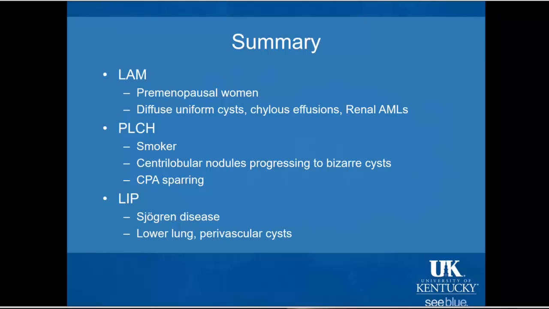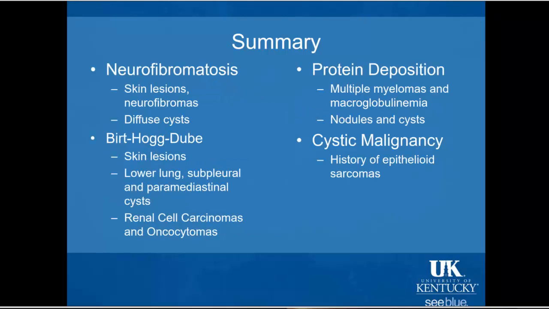LIP, rare compared to the other two diseases, highly associated with Sjogren's disease, and idiopathic disease is extremely rare. Those cysts, although individually can look like the cysts seen in LAM, the ones seen in LIP tend to be lower lung predominant with a perivascular distribution that we don't see in LAM. Remember, these other more rare causes of cystic lung disease, neurofibromatosis, look for the skin lesions, look for neurofibromas as the clue to those cysts in those cases.